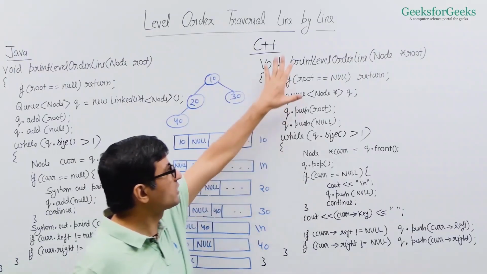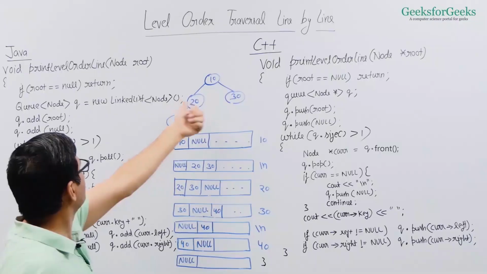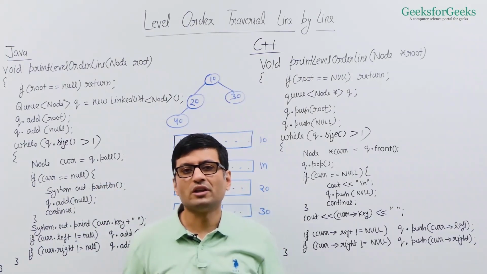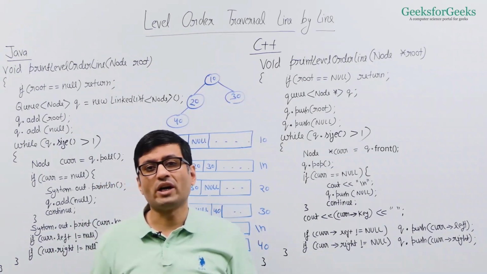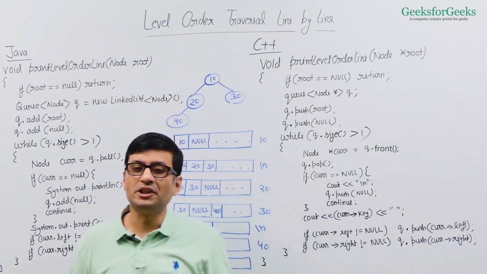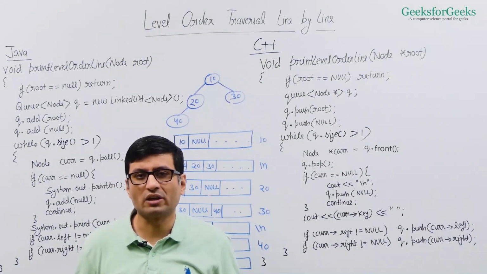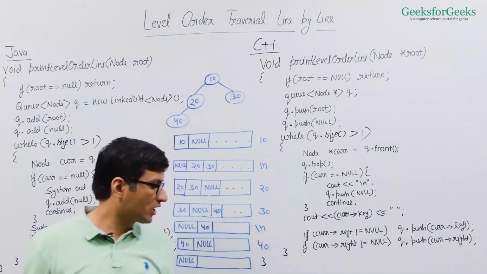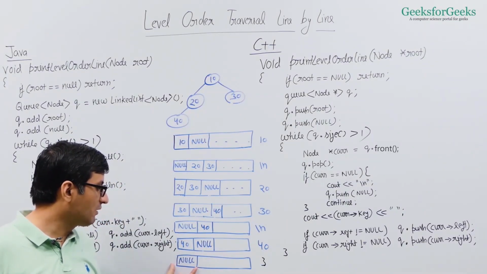So here are the codes for the implementation. We are creating a queue in both Java and C++ implementations. Then we are adding root into the queue. Then we are pushing null into the queue. Then we are running a loop which is while queue.size is greater than 1. Please note that this condition is different from normal level order traversal. In normal level order traversal, we have the condition while queue is not empty. Here, our termination condition is while queue size greater than 1, because at the end, we will have one null in the queue.